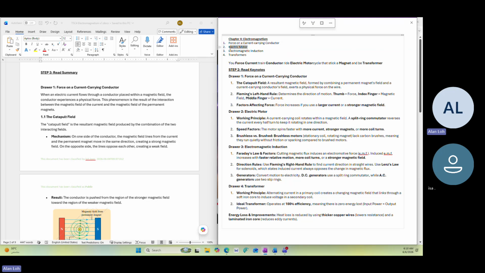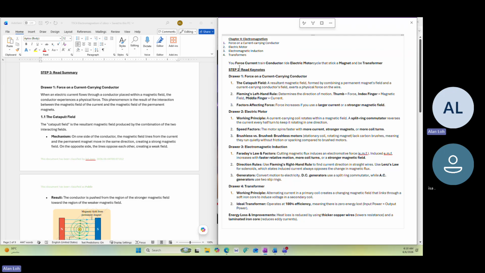Then number 2 is the electric motor. Number 3 is electromagnetic induction. Number 4 is transformer. So you have electricity, you have electric motor, you have electromagnetic induction, and you have transformer. Now, how do you remember the 4 drawers' names? Imagine the story of you force current train conductor to ride on electric motorcycle that stick a magnet and became a transformer.